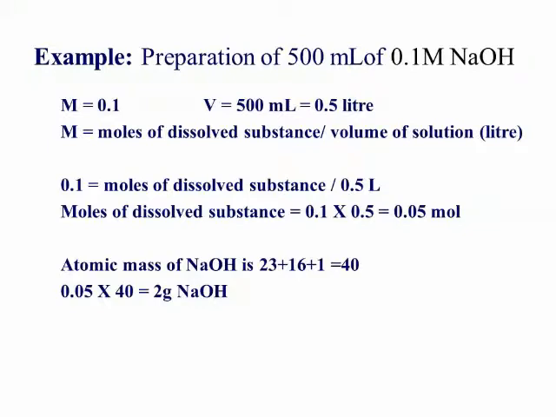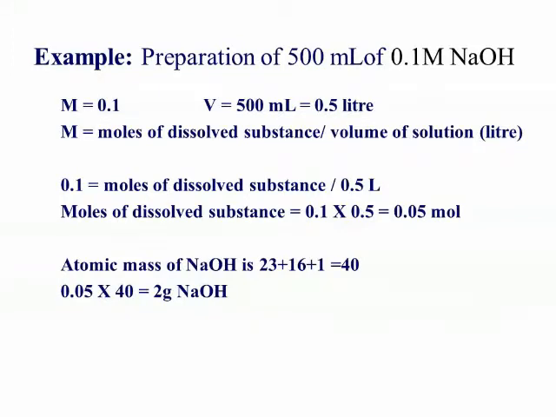Using the molarity formula, we first find the number of moles we need. We know the final molarity, we know the final volume, but we don't know how many moles we need. So we first calculate that, and it's 0.05 moles. But of course, we need to weigh this sodium hydroxide. So we also need to know the atomic weight, molecular weight of sodium hydroxide.